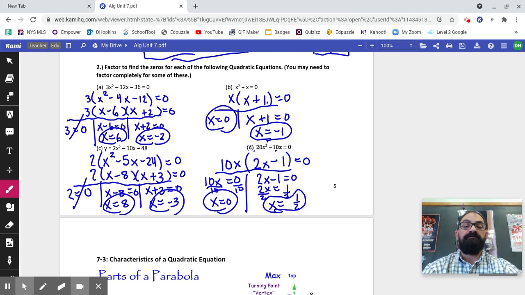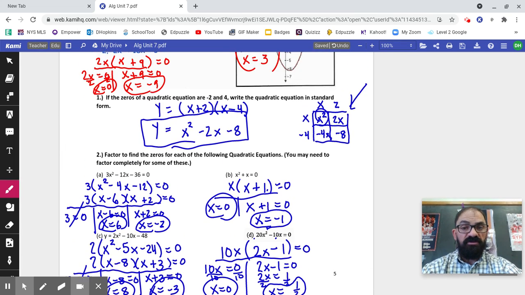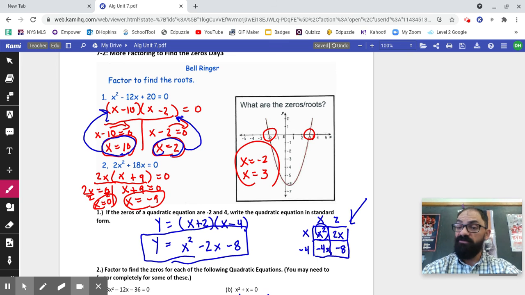So 0 and 1/2. Okay, so this was our third day on that. Just factoring, solving for the roots.